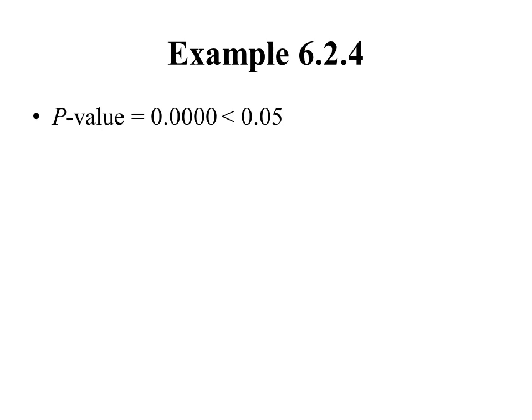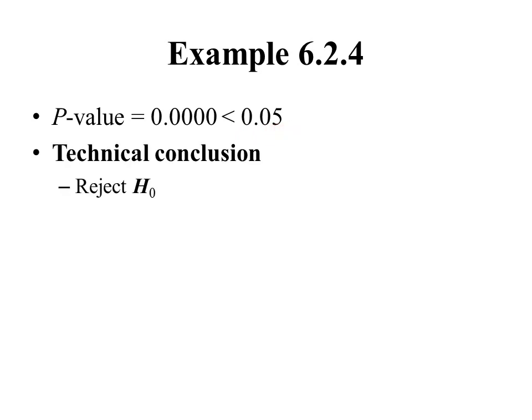So let's interpret that p-value. Well, we interpret it in the exact same way as every other p-value. We compare that to our significance level. None was given in this problem, so we use the default 0.05. So the p-value is definitely less than alpha. And so our technical conclusion would be to reject the null hypothesis.